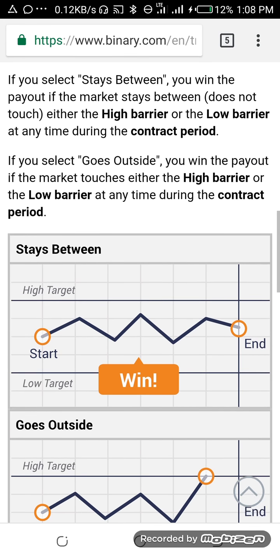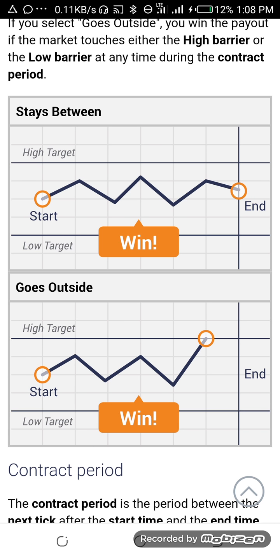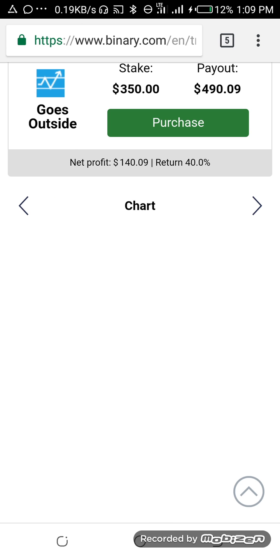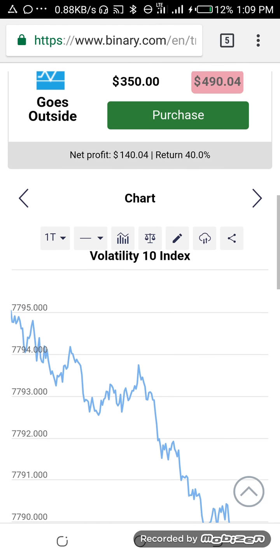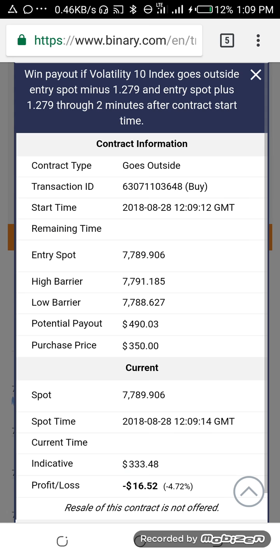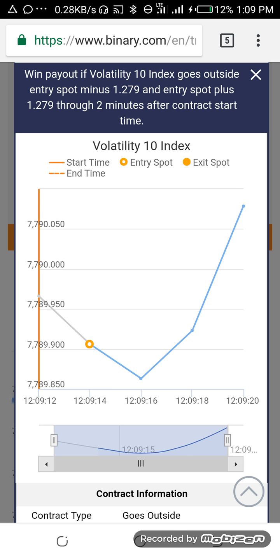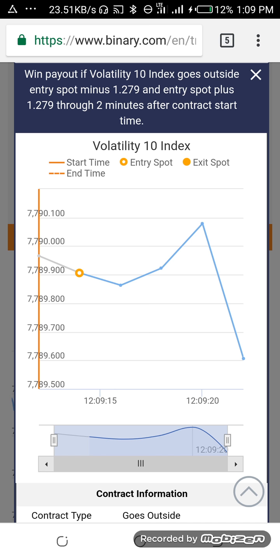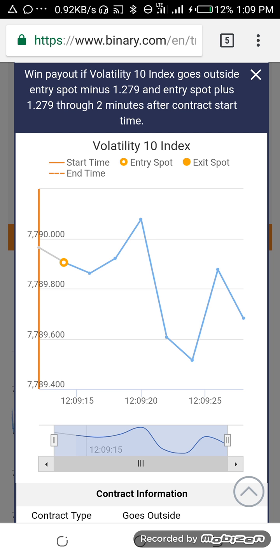You see the explanation here. If it stays within, you win. Between lines, between your target, it wins. Outside your target, you also win. So it depends on your choice. Now, these returns will give you 40% if it is stay outside. You can see the chart here. So based on the chart, I'm going to say within 2 minutes, I expect this to be outside the range. This is my entry point. So I say within 2 minutes, it should at least go outside the range that I have set.